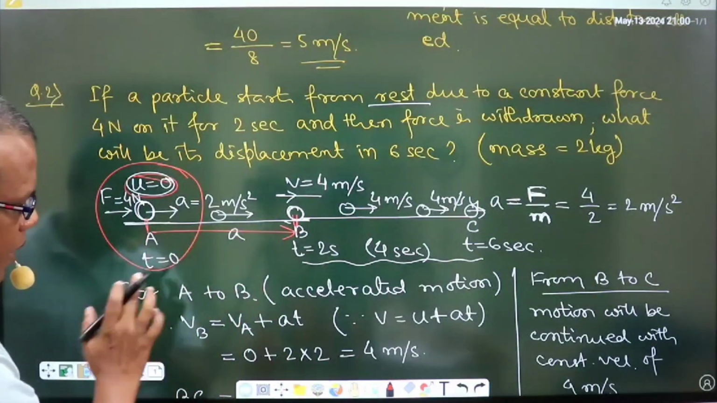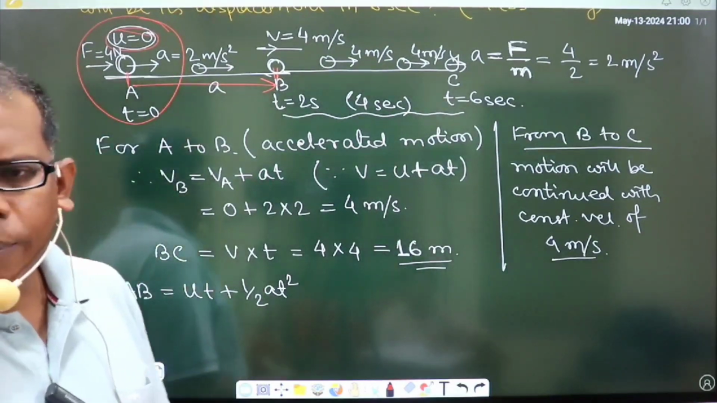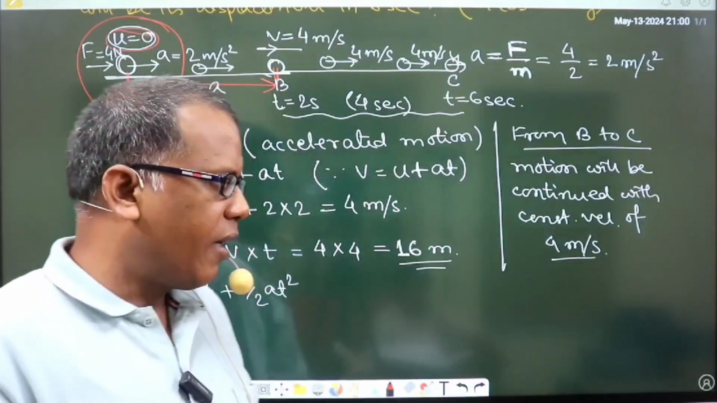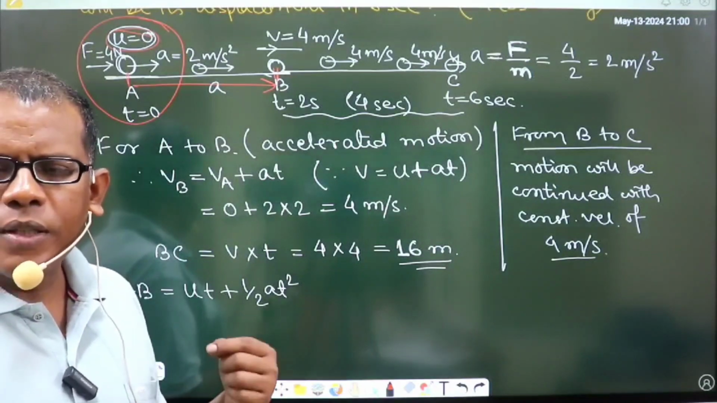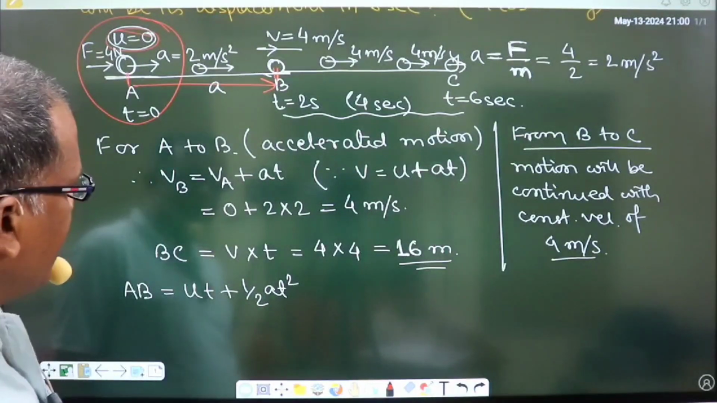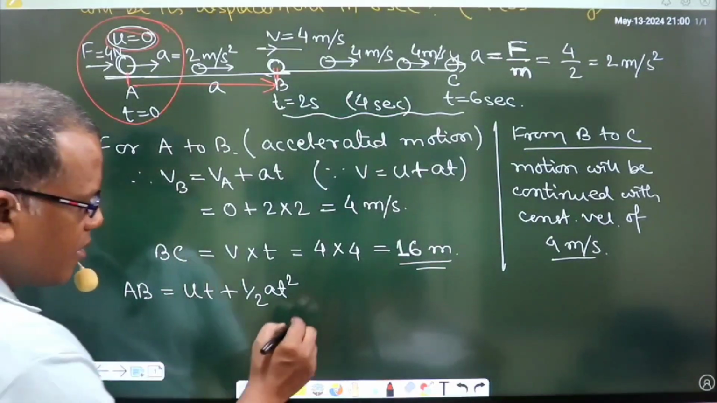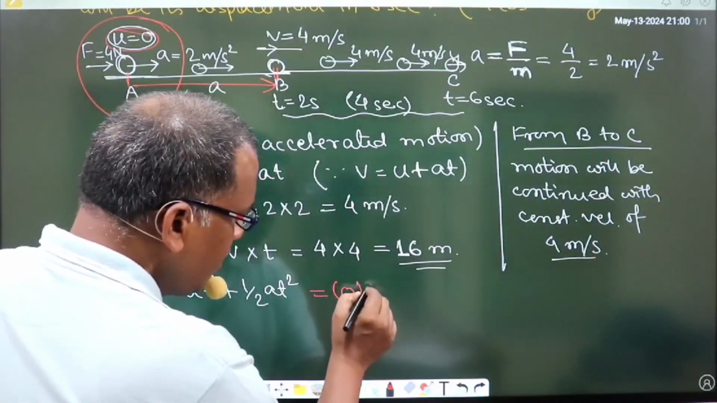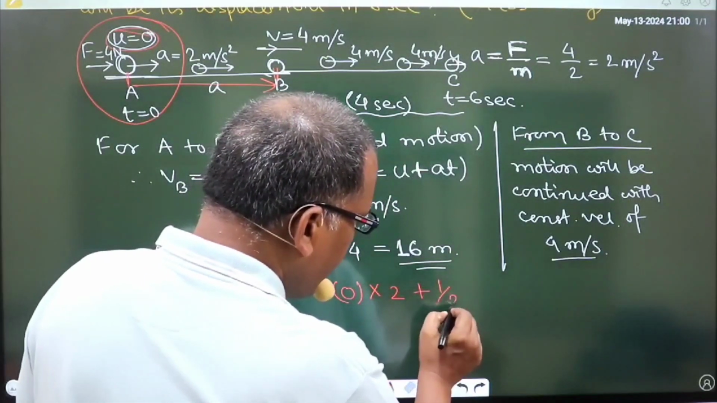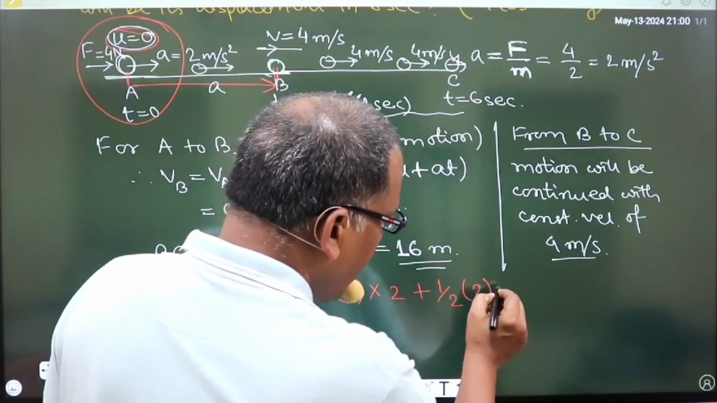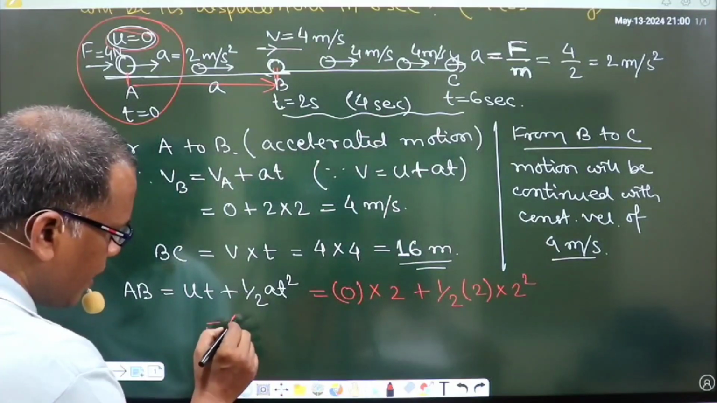Whenever you calculate the displacement of a journey performing under acceleration, you need to take care that u will be the velocity at the starting position of that accelerated journey. A to B is the accelerated journey, so the starting position is A, where the velocity is given as 0. So 0 into 2 plus half into acceleration value 2, into 2 square. So finally A to B comes just 4 meter.